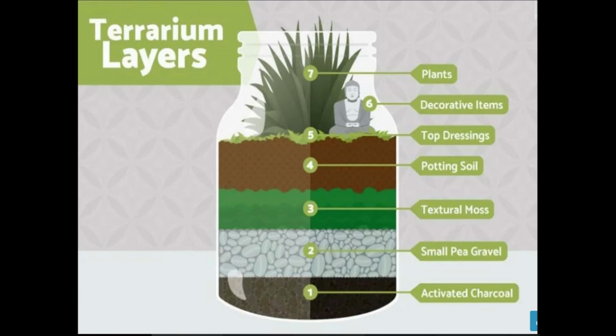Okay, but the remaining layers are more or less similar in many of the plants. Please learn this, also from an examination point of view. This is very important. Seven layers are there, right from charcoal to plants.